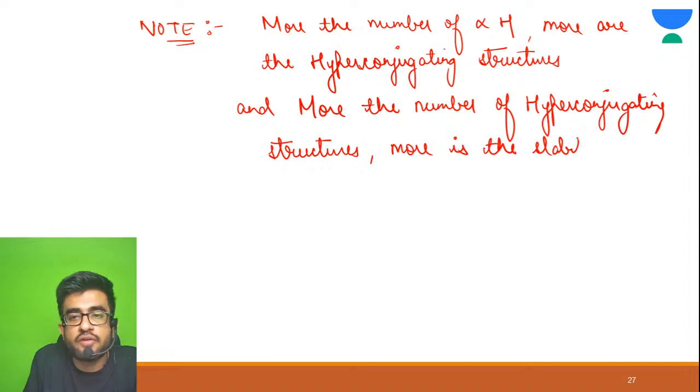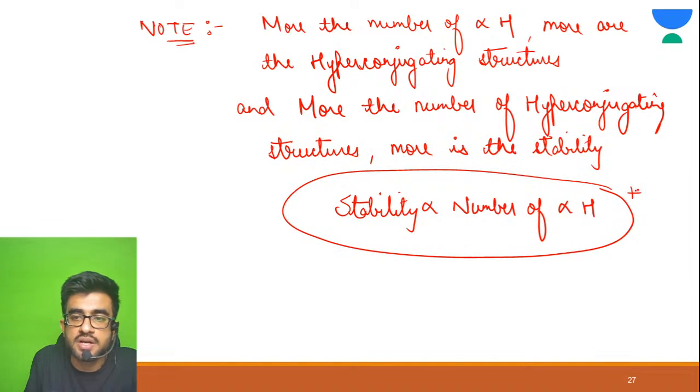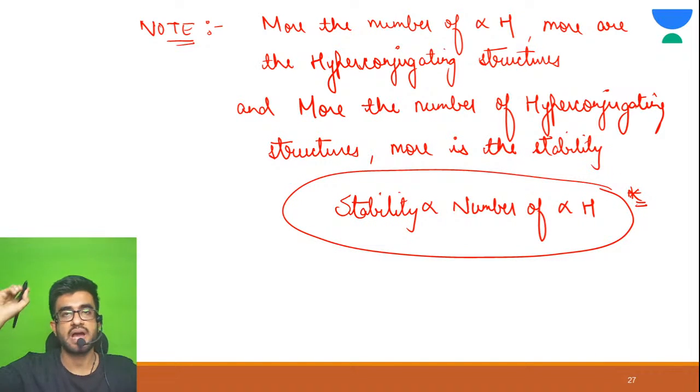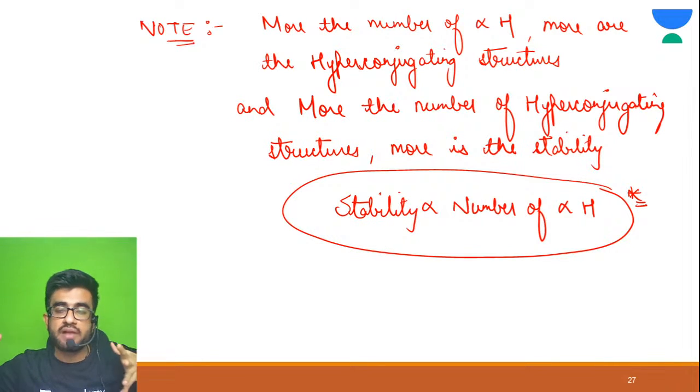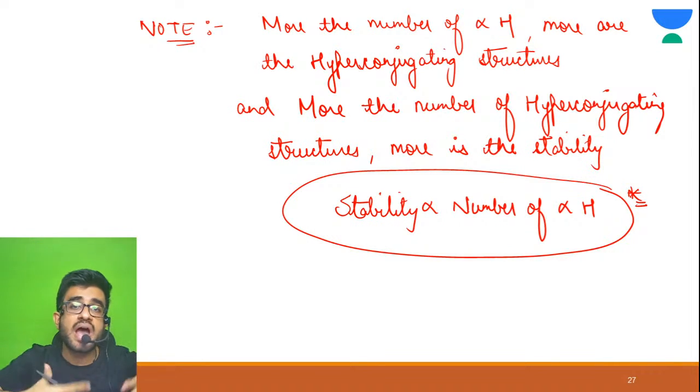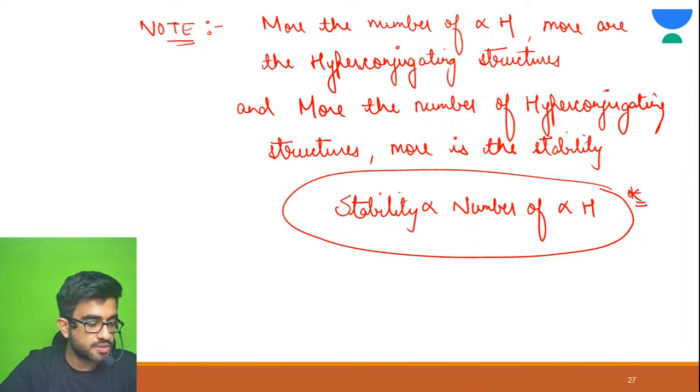So if I write directly, stability is directly proportional to the number of alpha hydrogen. If there are more alpha hydrogen, the stability is more. I am writing it directly. Because if there are more alpha hydrogen, there are more hyperconjugating structures, and more hyperconjugating structures mean more stability. Is this much clear to all of you?